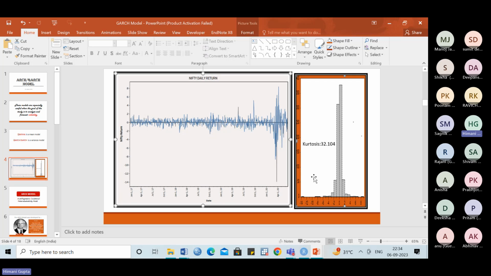And if you see this diagram, this kurtosis, it's not normal. Your data is not normal. See the value of kurtosis, we compare it with 3, and the value over here is 32.104. So it's showing me that there are fluctuations in my data. Whenever there are fluctuations in my data, we have to study the ARCH and GARCH model. We are going to study the volatility over here. What kind of volatility is there?